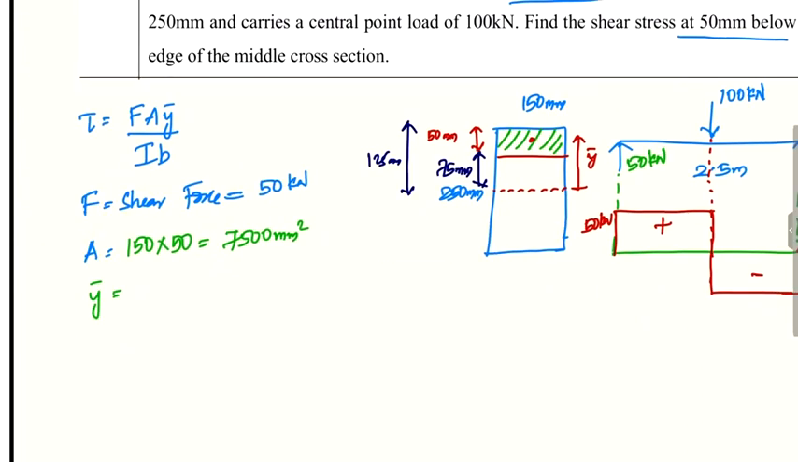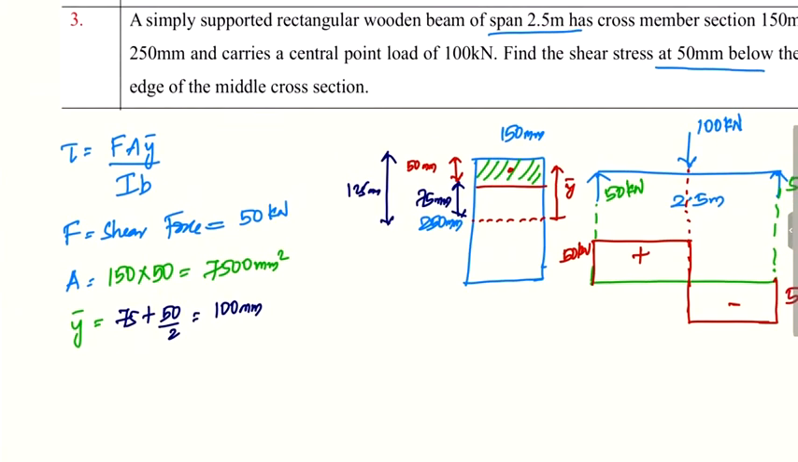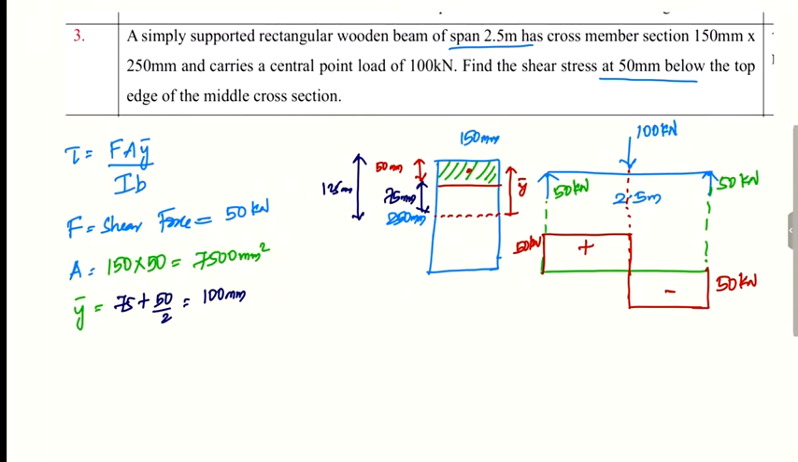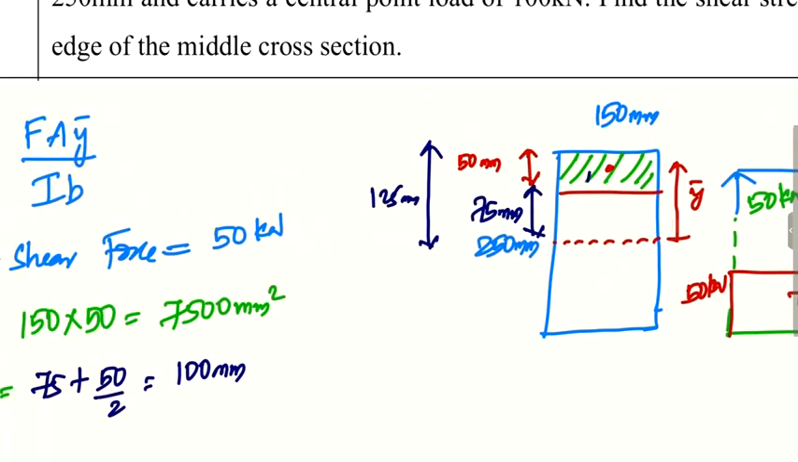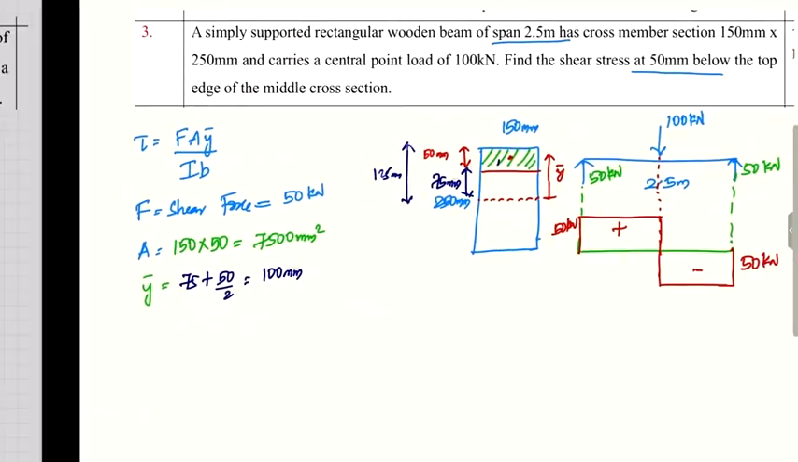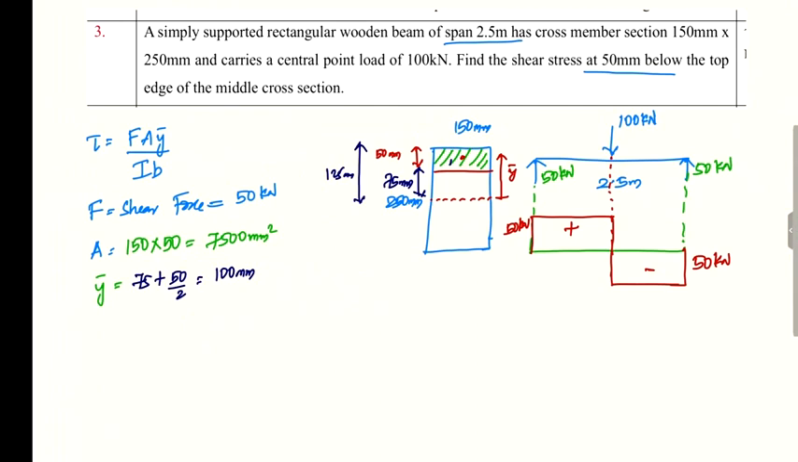So I'll get the y bar distance as 75 plus 50 divided by 2. That is 100 mm. Have you understood that? That is, I need to find the distance from the neutral axis to the centroid of this shaded area. So if I see, I have this distance as 250 divided by 2, that is, I'll get it as 125. So the remaining distance is what? 75. So 75 plus, this is a rectangle section, so the centroid will be 50 by 2, that is 25. I'll get this as 100 mm. I hope you understood this. Is it okay, students?